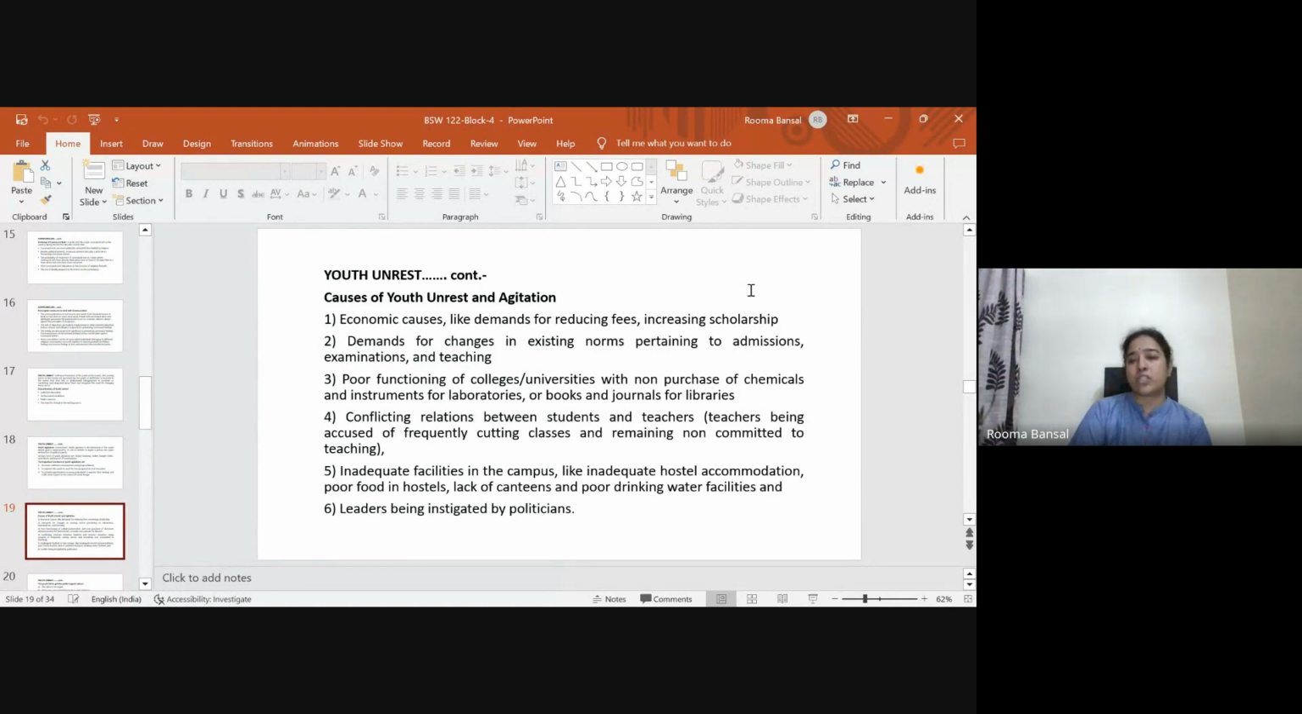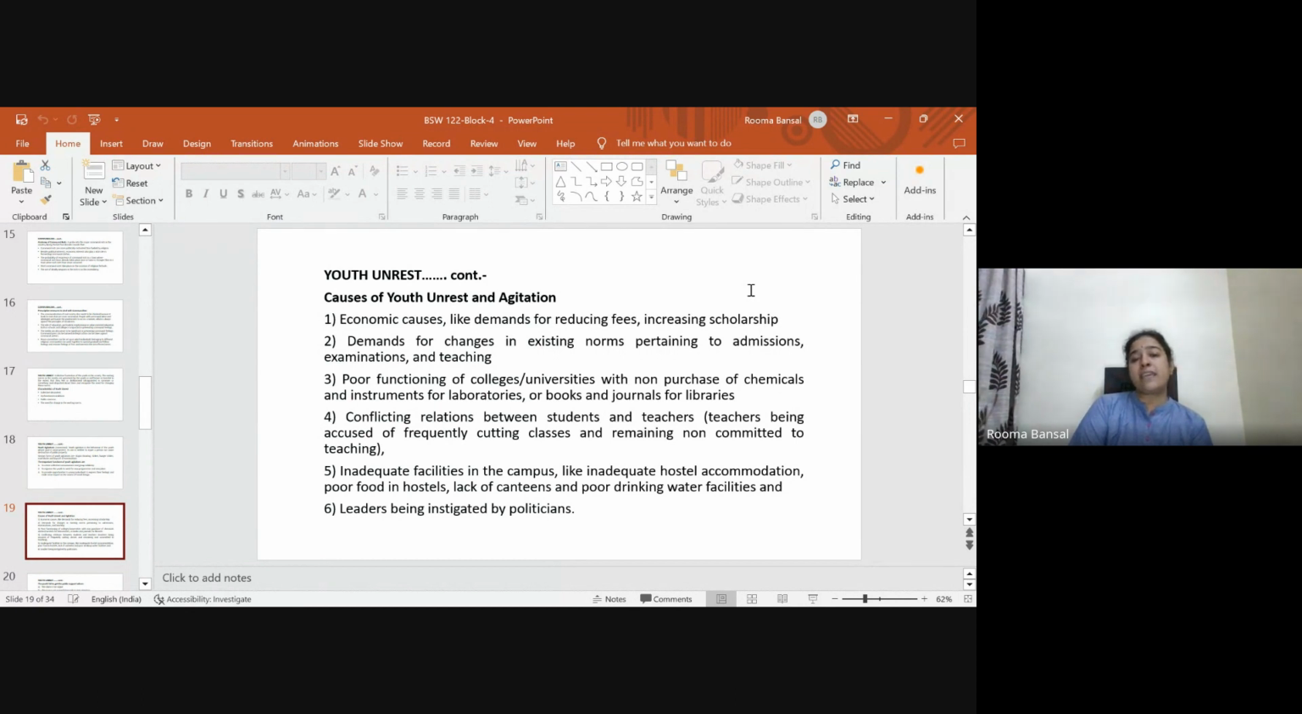Next, conflicting relations between students and teachers. Teachers being accused of frequently cutting classes and remaining non-committed to teaching. It could be a reason. Generally, we find that in government sector educational institutes, sometimes teachers are not ready to take the classes as per the guidelines. Now, it would be very difficult for the students to cover the whole syllabus. So a conflict between students and teachers occurs here. The next point is inadequate facilities on the campus, like inadequate hostel accommodation, poor food in hostels, lack of canteens, and poor drinking water facilities. It could be the reason of youth unrest or youth agitation.